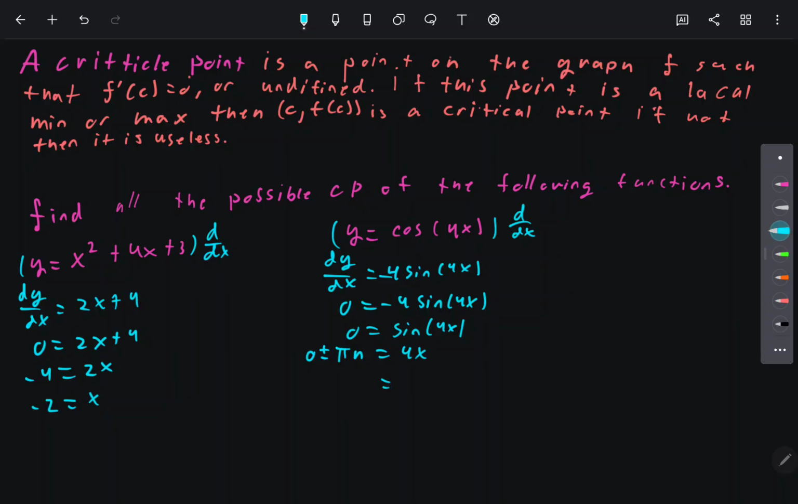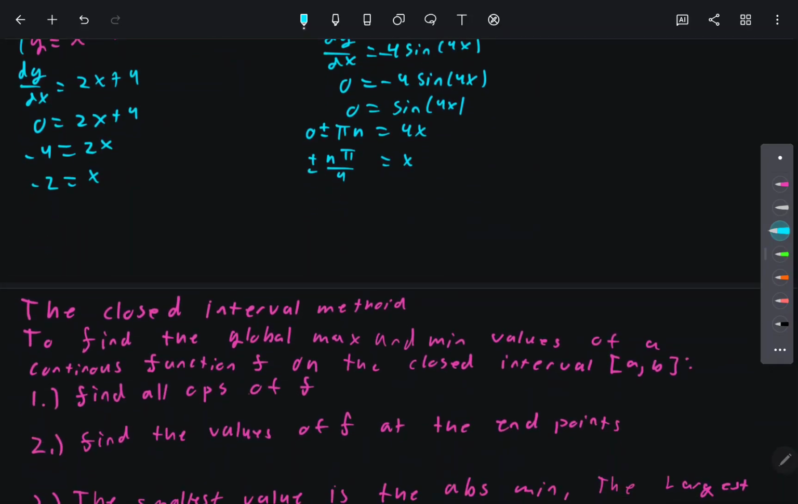Alright. Now we just have to divide both sides by 4. And we get plus or minus n pi over 4 for our answer. And that will be all of the possible critical points for the function cosine.